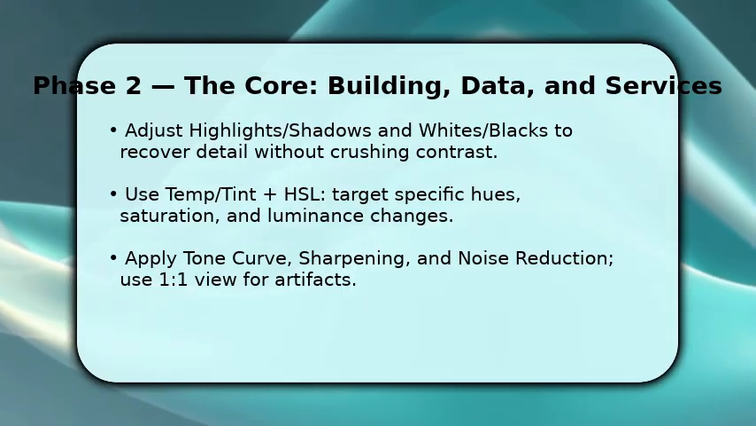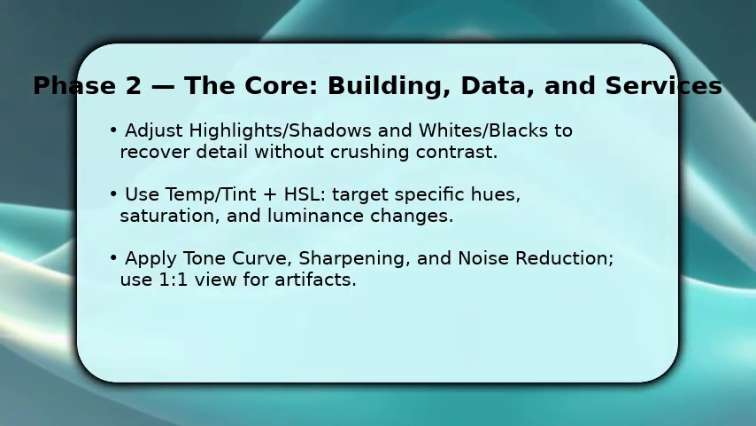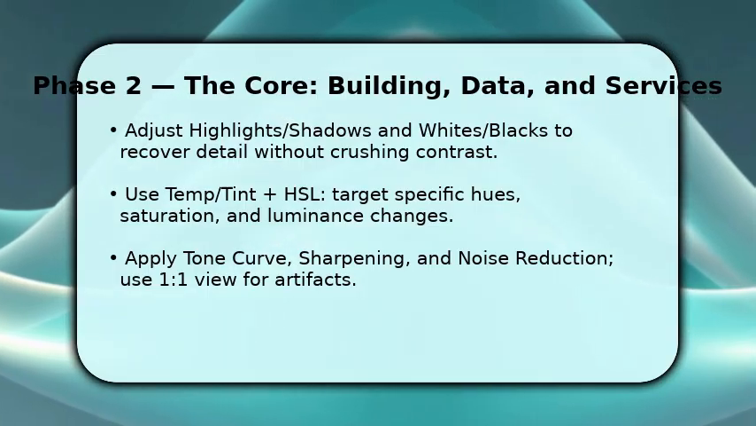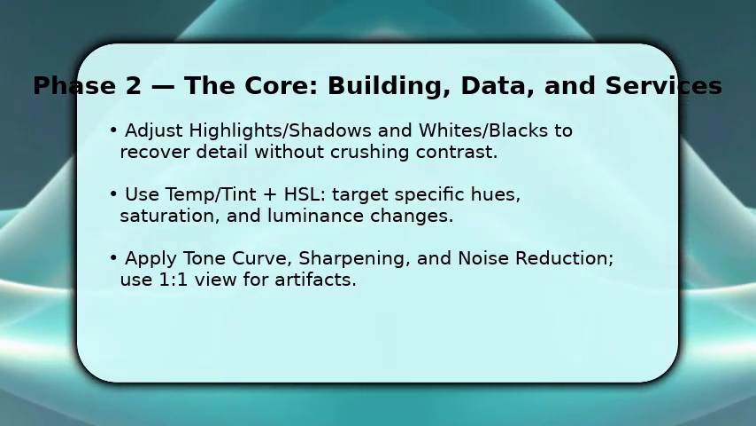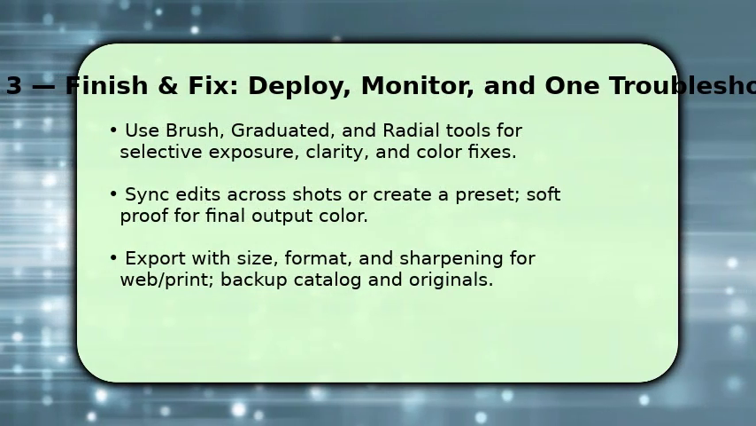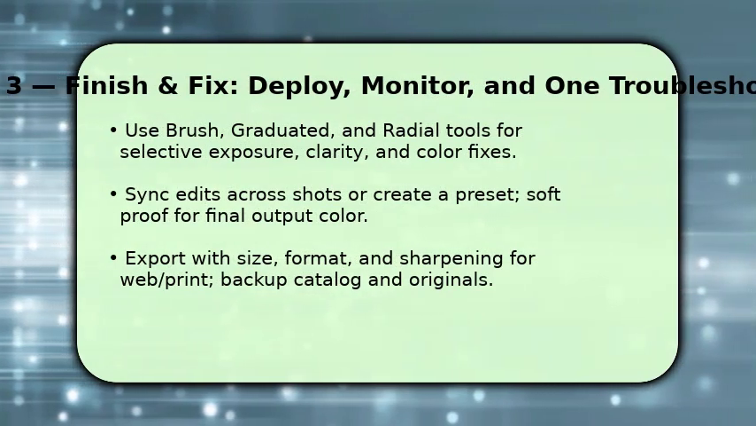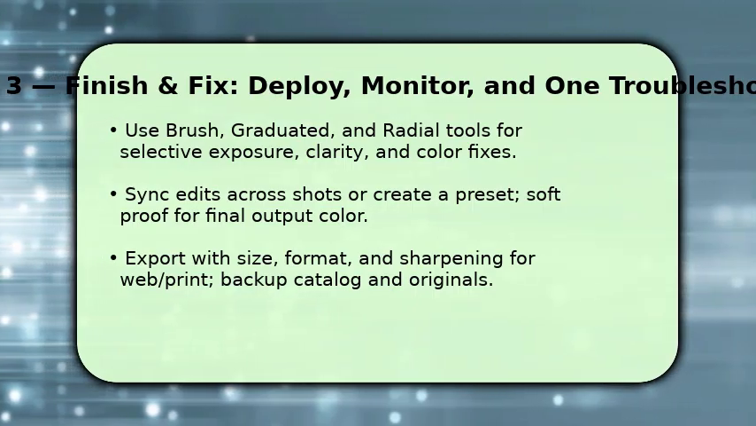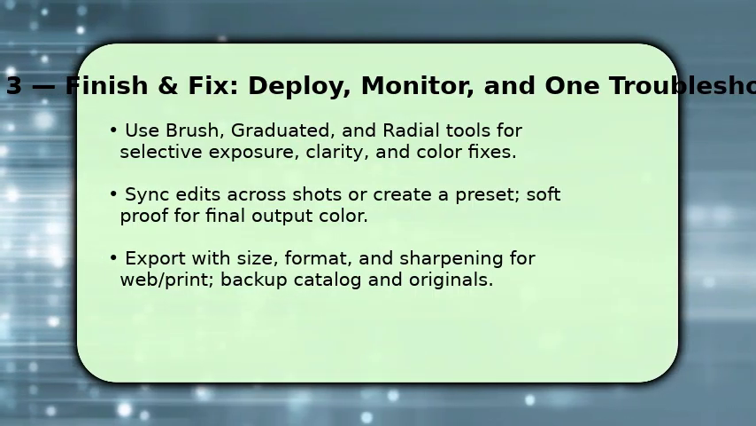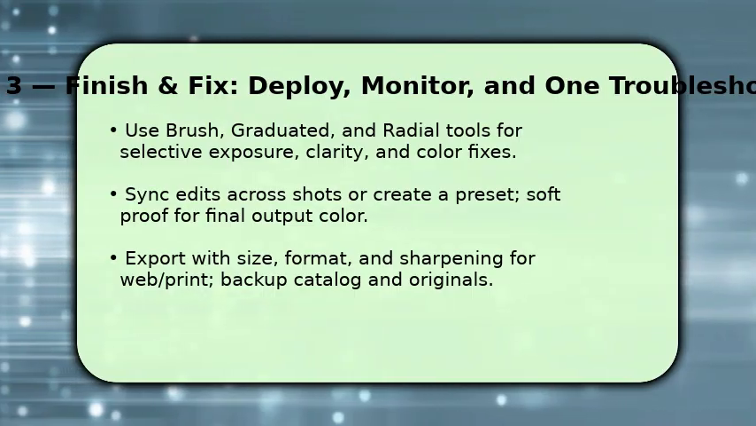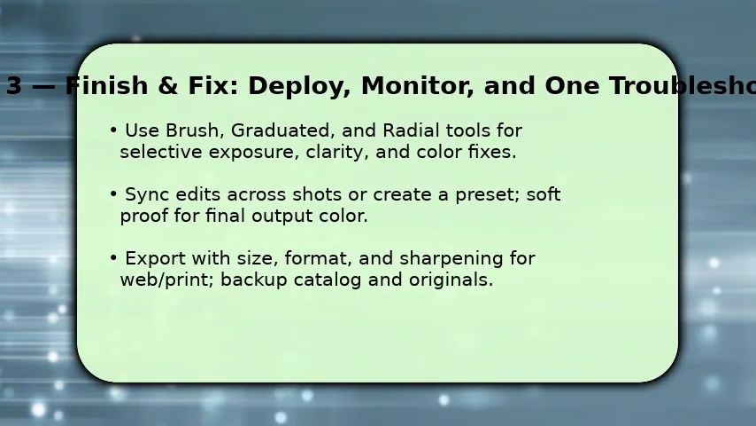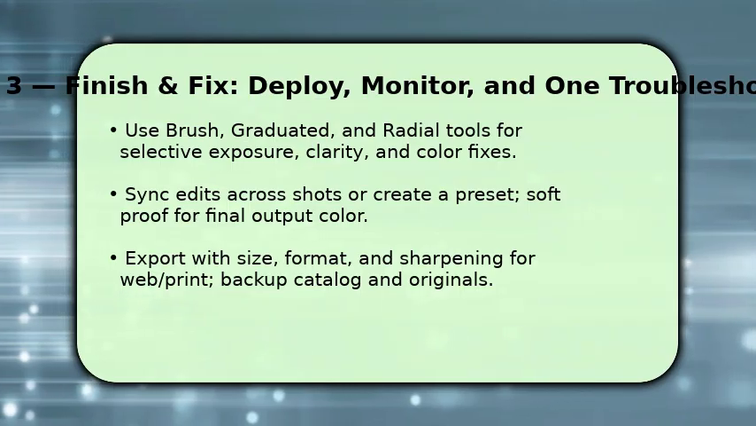Finally, sharpen for output size and apply noise reduction on a 1:1 view to avoid smudging. Use masking to protect fine edges. Finish with local adjustments. Paint exposure or clarity with the brush, add vignettes or graduated skies, and use radial filters for subject emphasis. Once satisfied, sync settings to similar images or save a preset to speed future work, and soft proof to check final color for web versus print.